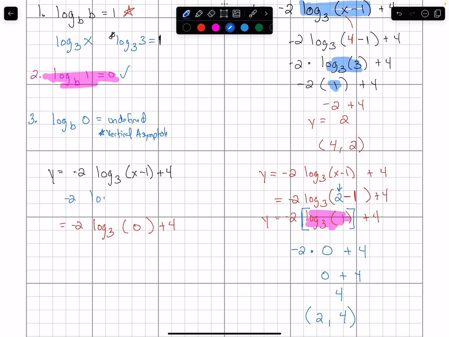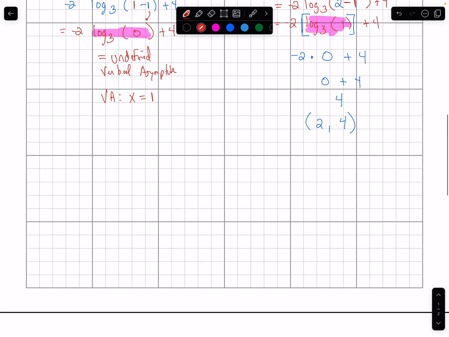Negative 2 log base 3. So what's the x value that has to go in here to make the next step, this whole thing, equal to 0? And x here would have to be 1. Right? And then once I get log base 3 of 0, this is going to be undefined or error on your calculator. This is pretty much where you have your vertical asymptote. So your vertical asymptote is at x equals 1.